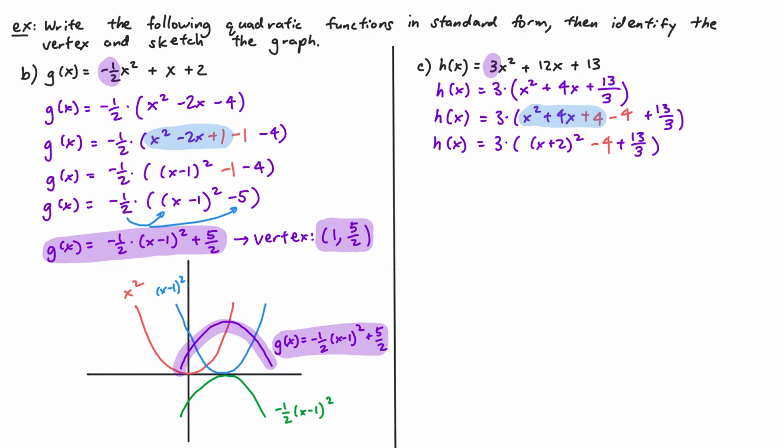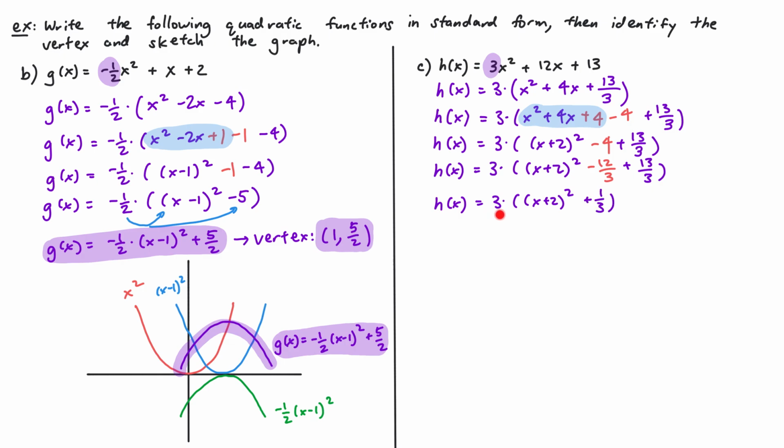Our next step is to simplify by combining the negative 4 and the plus 13 thirds together, and then we'll distribute the 3. Our function h of x is equal to 3 times x plus 2 squared. Now, if I want to combine the negative 4 with the 13 thirds, we need to get a common denominator. We can rewrite the negative 4 as negative 12 over 3, and then plus 13 thirds. Now that they have a common denominator, we can combine these two fractions together to get positive 1/3. So our function h of x is 3 times x plus 2 squared plus 1/3.